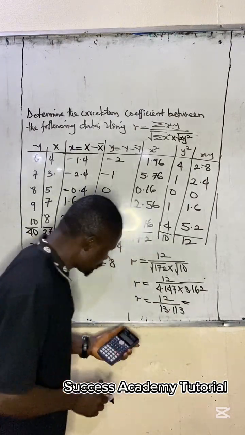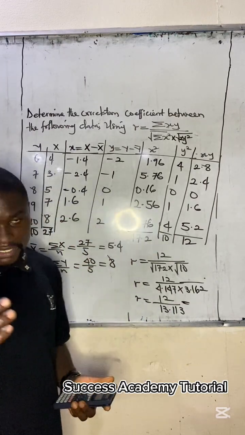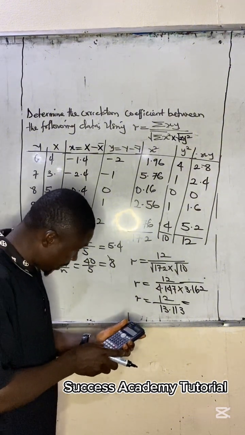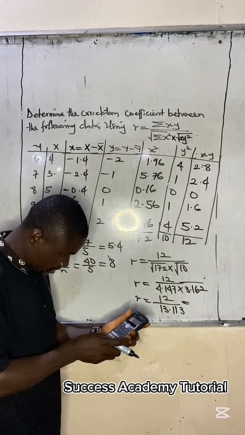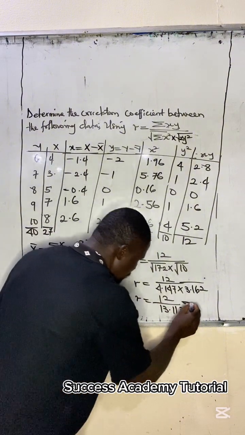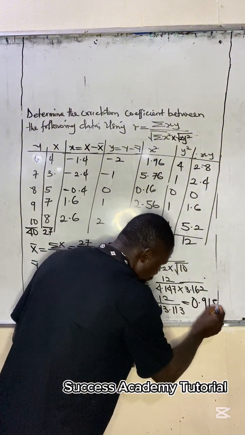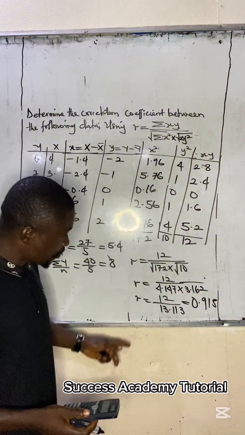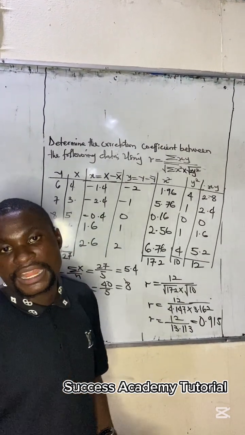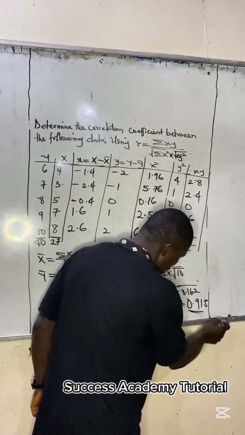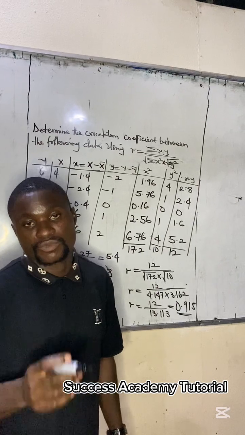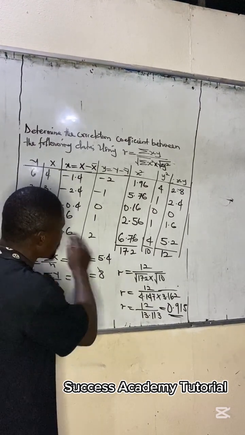So now you press 12 divided by 13.113. That gives you 0.915. So that shows that the correlation coefficient between x and y is 0.915. What is this trying to tell you? That there is a strong positive relationship between x and y in this data collected.